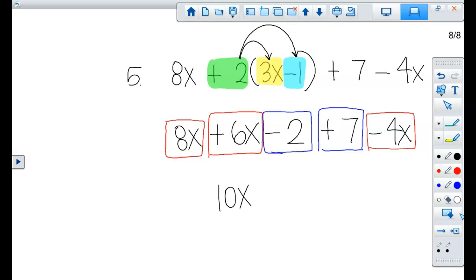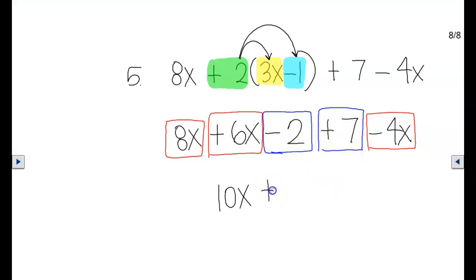It's just those variables. So we're going to do what this says. It says to do a negative 2 plus 7. Let these signs stay with their numbers. So negative 2 plus 7. That is a positive 5. So we put plus 5. So now that we have distributed and combined the like terms, this is my final answer.